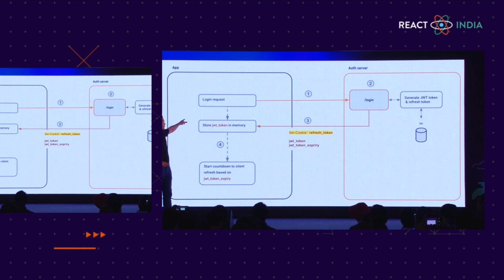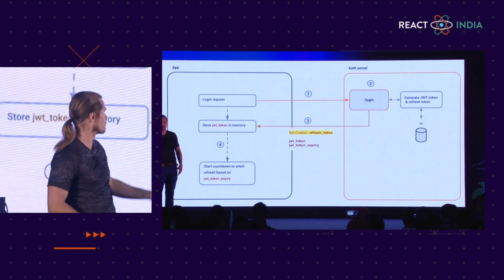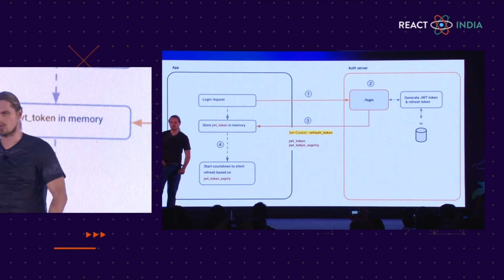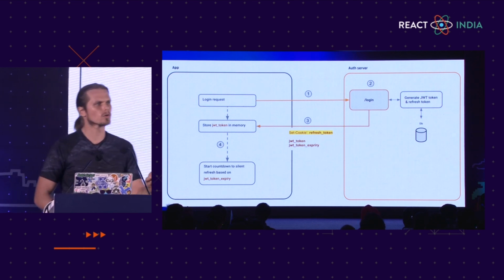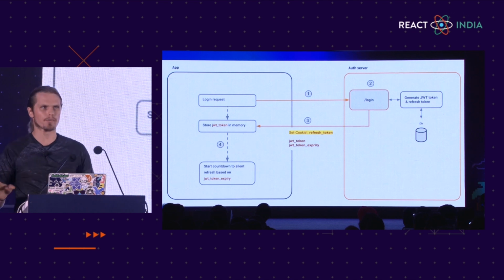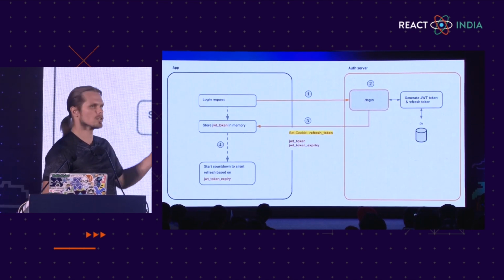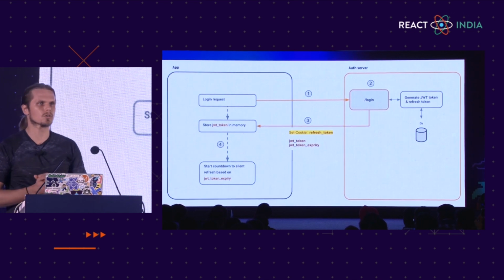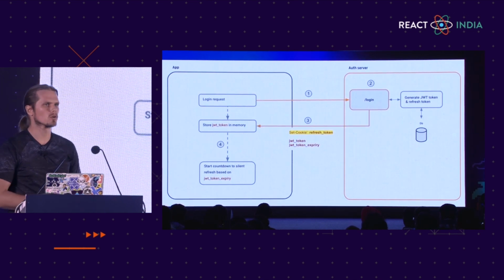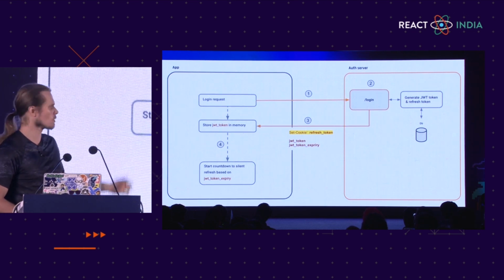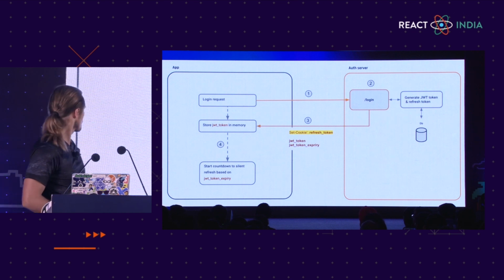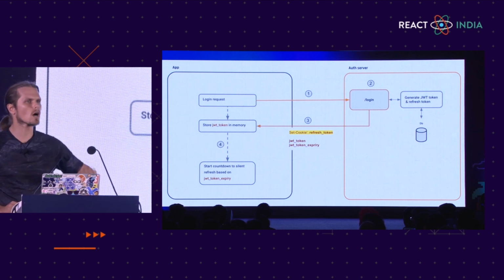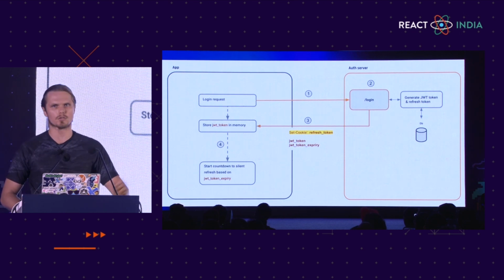The login request executes a request to the login endpoint and generates a JWT token and a refresh token. Now the refresh token is stored in the database, and it has an expiry date of something like a month. The refresh token is returned back to the client, but not via the response. It's returned using set cookie, and we'll see later on as HTTP only. Now the JWT is stored in memory, as you can see here, and we start a countdown.